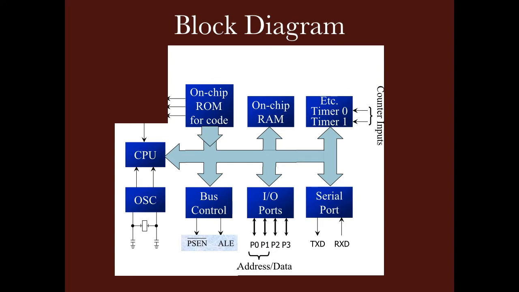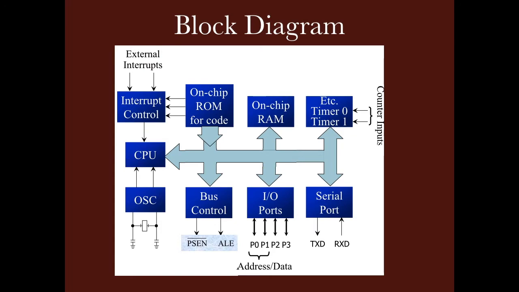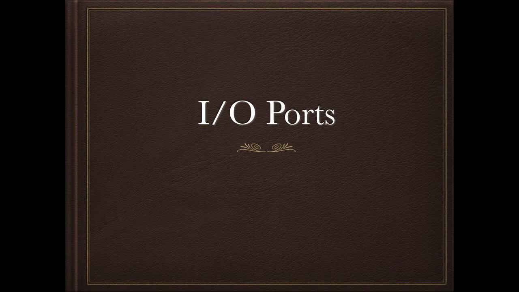Then we have a serial port to connect the serial data, TXD for transmission of serial data, and RXD to receive serial data in the processor. An interrupt control block is used for supporting external interrupts, hardware interrupts coming to the microcontroller. Now this is the block diagram, and we'll discuss all these blocks individually in the coming slides. And we'll start with IO ports.